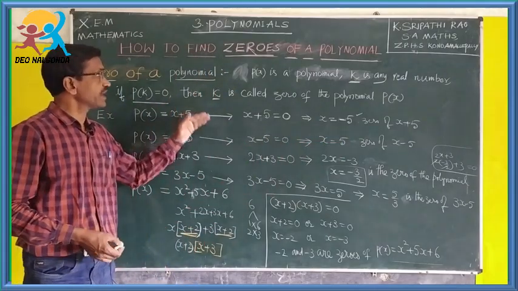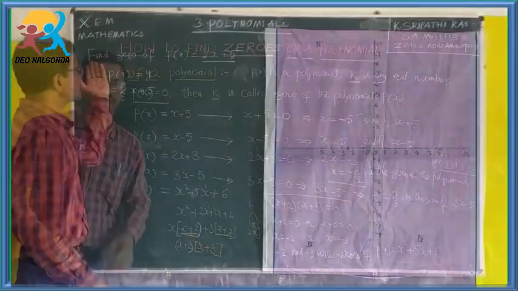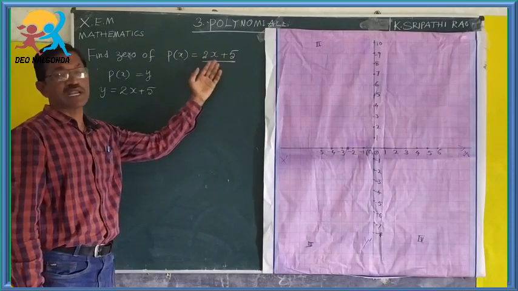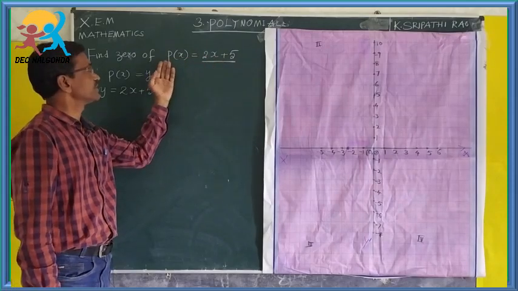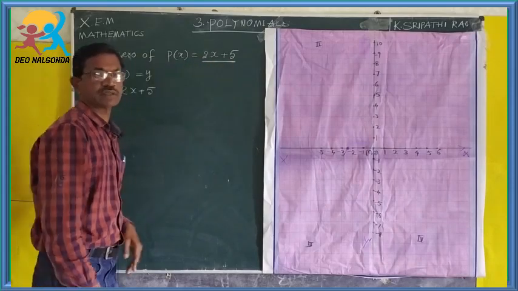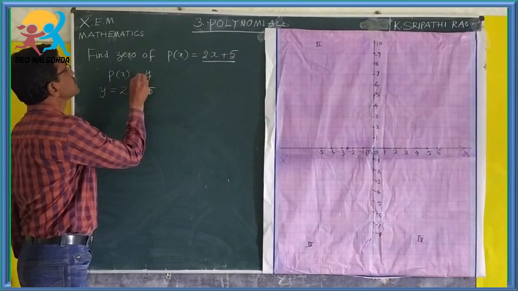Next, let us find the zeros of a polynomial by using a graph. Let us find the zero of the polynomial 2x plus 5. This is p of x. p of x means polynomial of x, 2x plus 5. Here, let us take p of x is equal to y.